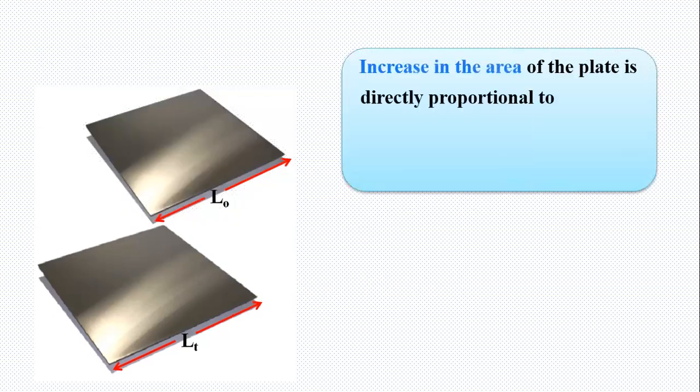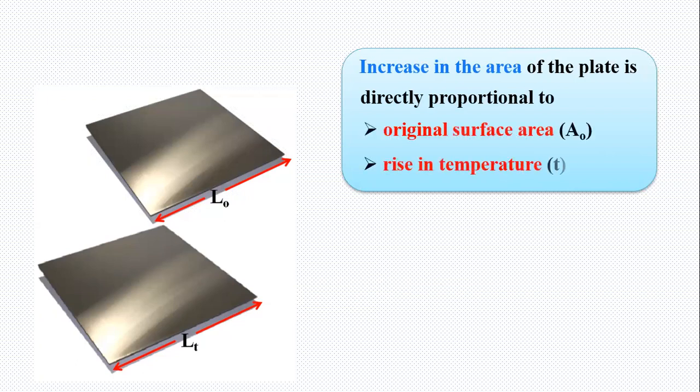So increase in area of the plate is directly proportional to the original surface area A0 and rise in temperature T. हे फार महत्त्वाचं लक्षात ठेवायचं. जसं मगाशी आपण बघितलं होतं की increase in area काय होता, तर डायरेक्टली प्रोपोर्शनल होता. कुणाशी? ओरिजिनल लेंथशी. आणि कुणाशी? राइज इन टेम्परेचर. तसं अगदी increase in area of the plate is directly proportional to original surface area A0 and rise in temperature T.